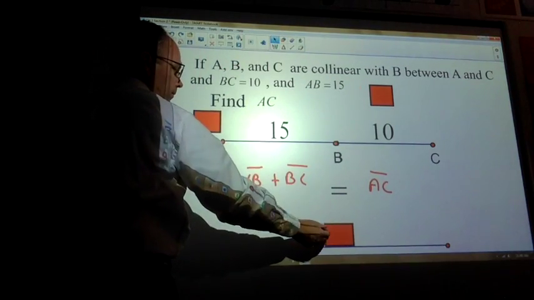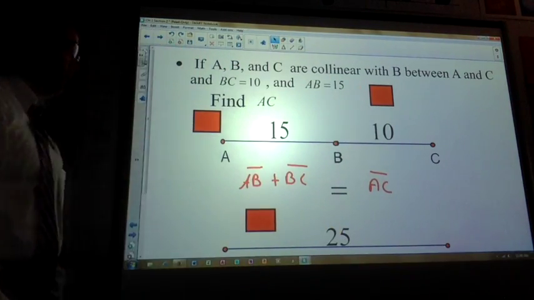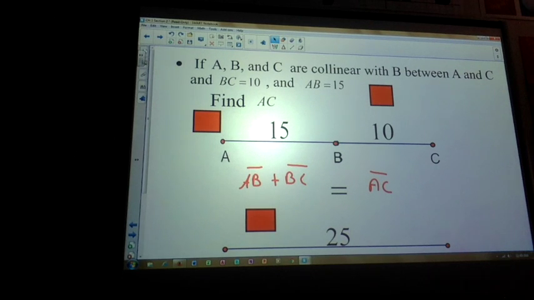Say that? So we get to 25. So that's the segment addition postulate.